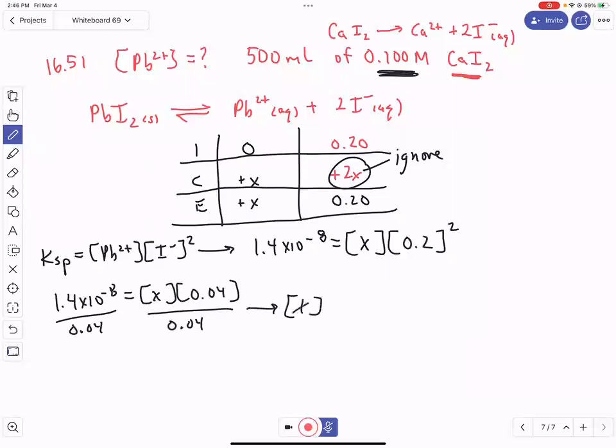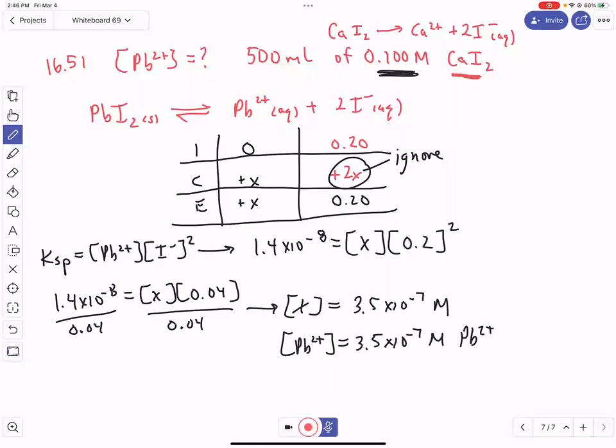And X should be, right, 3.5 times 10 to the minus 7. What is X, right? X is my concentration of lead in solution. So 3.5 times 10 to the minus 7 molar Pb2+.